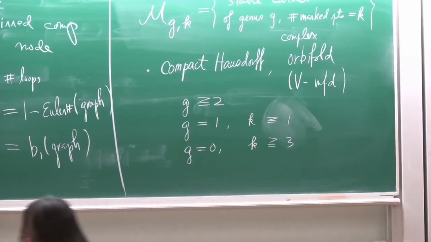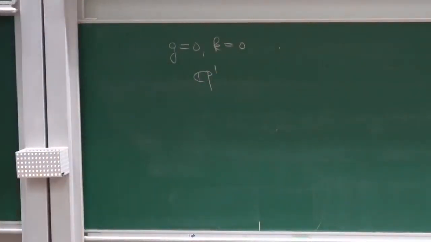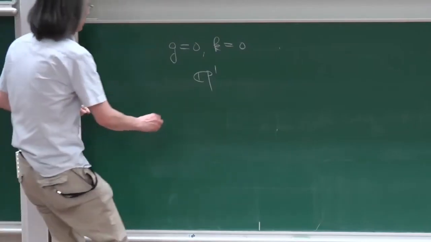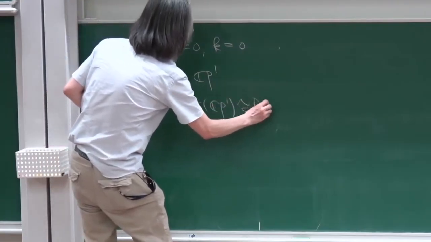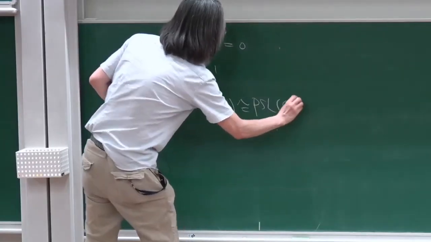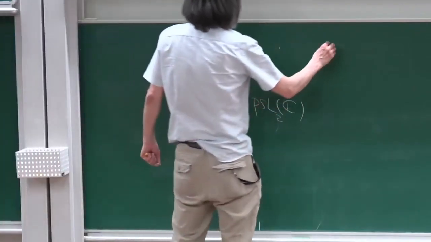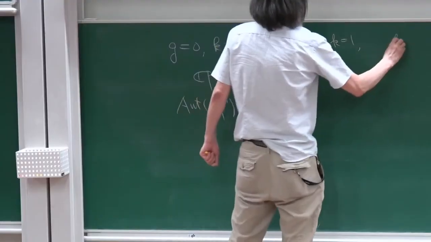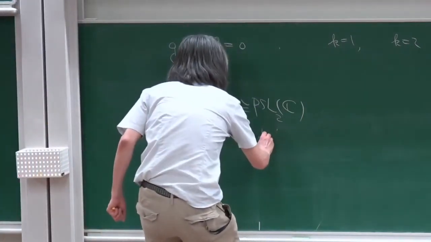For instance, if g equals 0 and k equals 0, certainly we have CP1, only CP1. So it's just one object. You may think that it's okay. But this one has automorphism group PSL2(C), and so it's infinite. For k equal to 1, k equal to 2, you still have non-trivial automorphism.